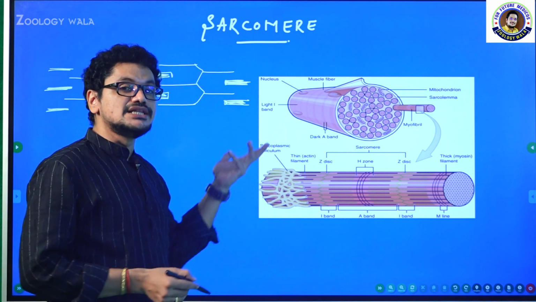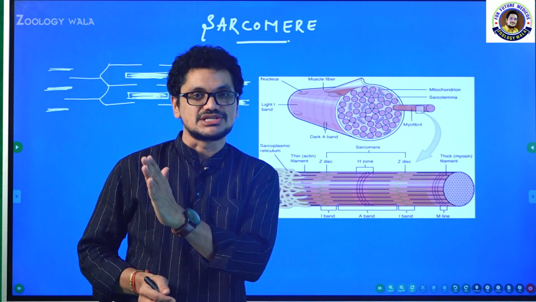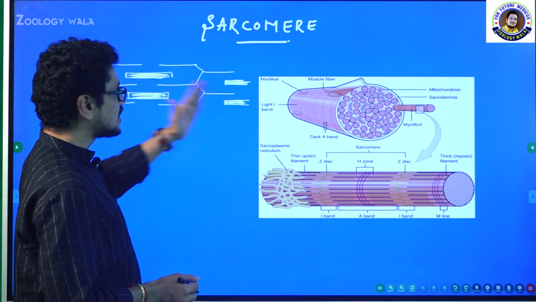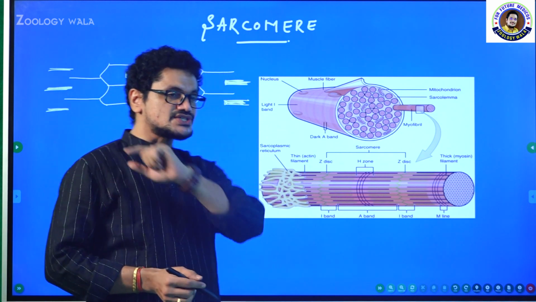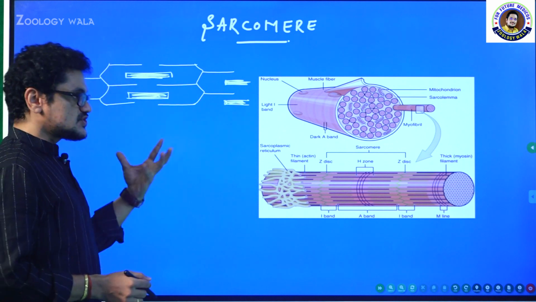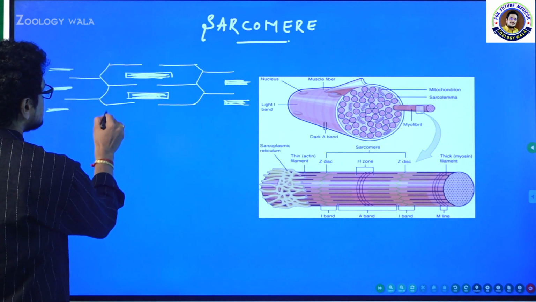That is the reason why the skeletal muscles are also called striated muscles. The striations, they are present alternately. That is the reason why this is called striated muscle. Okay. And now what is this line?